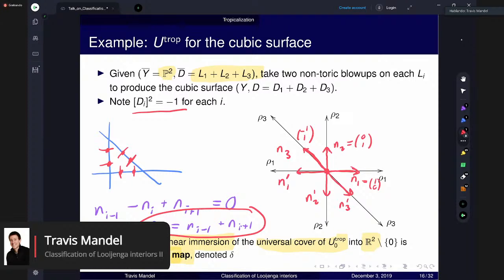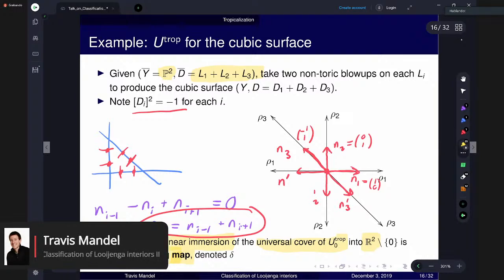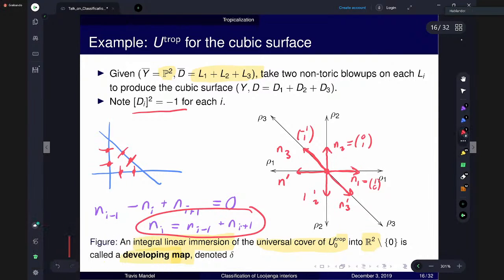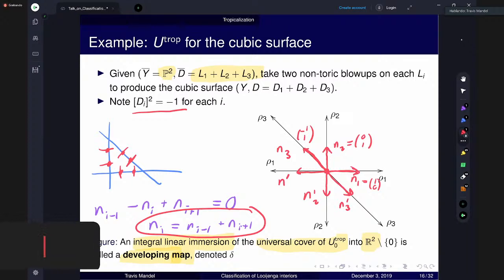How do you record the order? Sorry? I mean, how do you record the order? I've just kind of assumed that I've chosen some cyclic ordering on these so that the rays go counterclockwise. So I haven't been writing it, but I'm always assuming that my labeling is counterclockwise cyclically ordered.